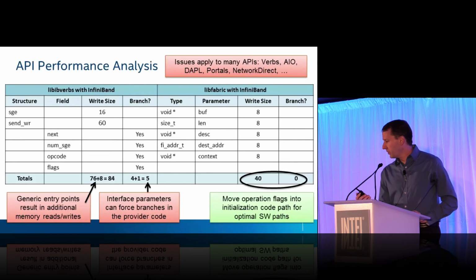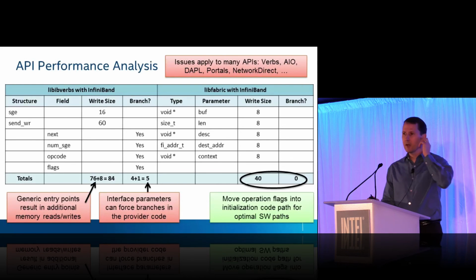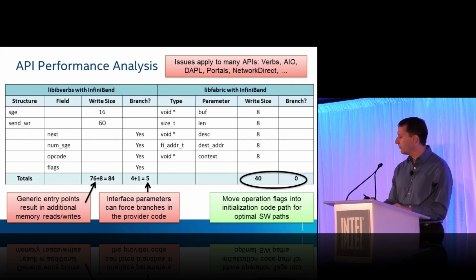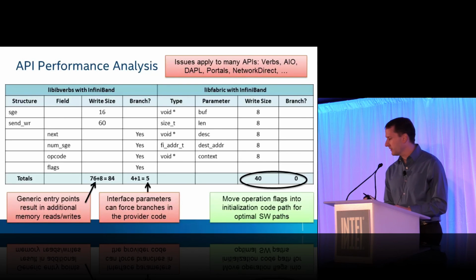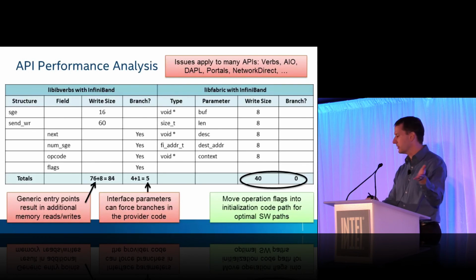And to give you an idea of what we're looking at the API level, just a comparison looking at verbs. So what libfabric looks like compared to a verbs interface. I'm not trying to pick on verbs here. This is just the one that was widely used by OpenFabrics. But these issues apply to a lot of APIs, right? If you look at Network Direct or DAPL or AIO, they have the same sort of types of issues.